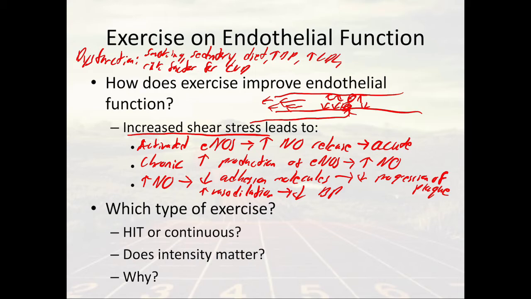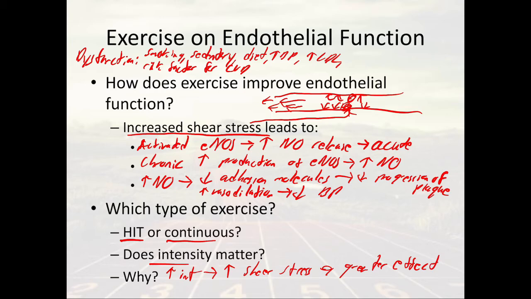Okay, so there's some information and a lot of studies out there on what type of exercise might be the best for improving endothelial function. A lot of research looks at HIIT versus continuous exercise, kind of the same question of does intensity matter and why. So the idea might be that higher intensity means increased shear stress. All right, so if we've got more shear stress, then maybe a greater effect. Seems to be that way with some studies, but we're not sure.